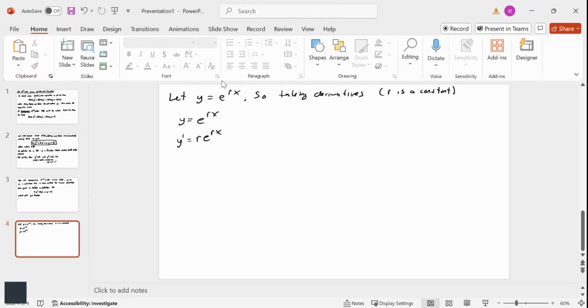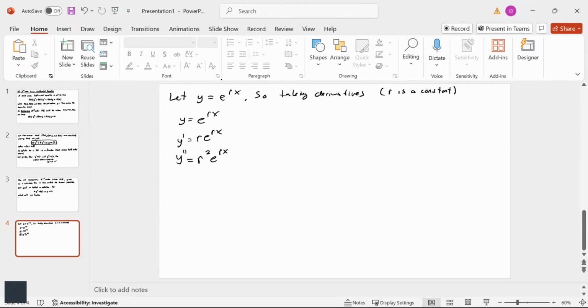Now, if you're wondering why is it r e to the rx, it's called the chain rule. You take the derivative of the outside, e to the rx. The derivative of the exponent, which is rx, becomes just r times 1, right? This is a chain rule property. So e to the rx times r times 1 is essentially what happens, right? It's the chain rule. So then you take the derivative again of r e to the rx, so you get r times r, which is r squared e to the rx. Again, chain rule. So let's write that down just so you know. Chain rule.